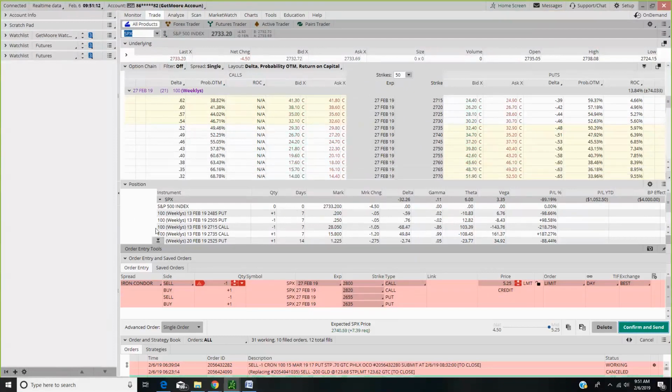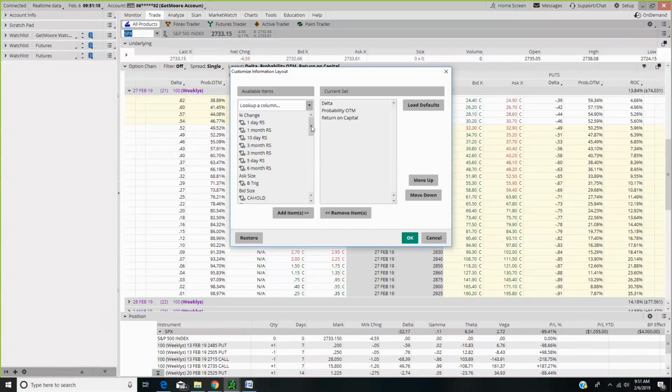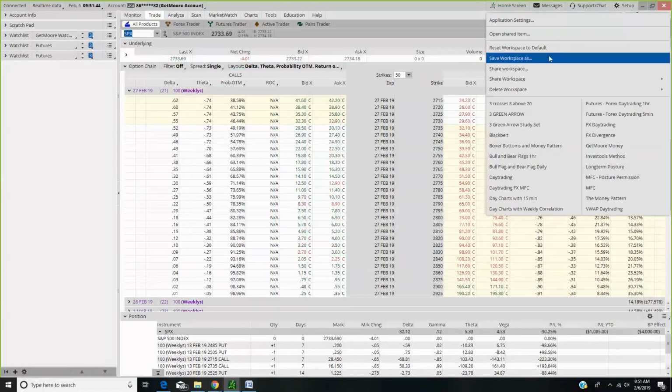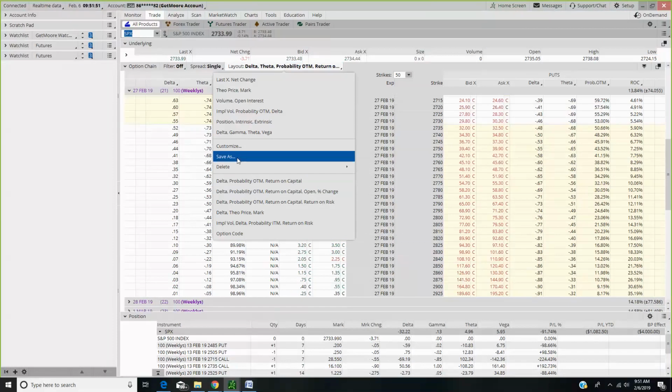If, for example, up here in the layout, what you can do is customize it. So go here to customize, and then you can add anything in here. Like, for example, we've got the delta. Let's say I wanted to add theta, because I like to look at it, because theta is time decay. So I can go down here to theta, add. Okay, and then it adds theta. And I want to save the workspace. All you do is you add them here, and then you can save as, or you can save it right there.